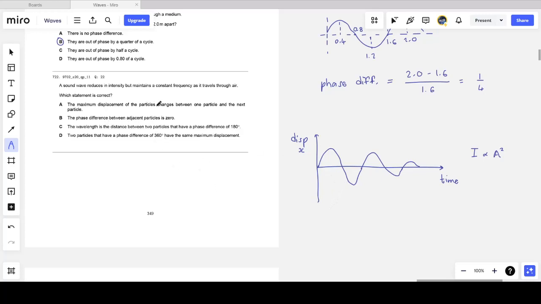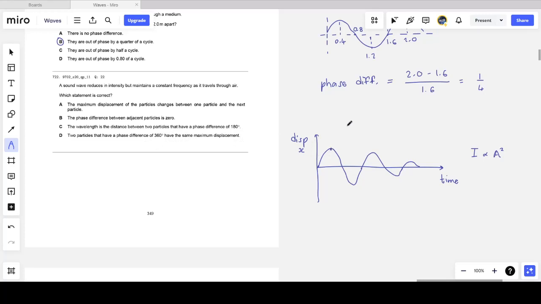Is it that the maximum displacement of the particle changes between one particle and the next? The phase difference between adjacent particles is zero. The wavelength is the distance between two particles that have a phase difference of 180 degrees, and two particles that have a phase difference of 360 degrees have the same maximum displacement.